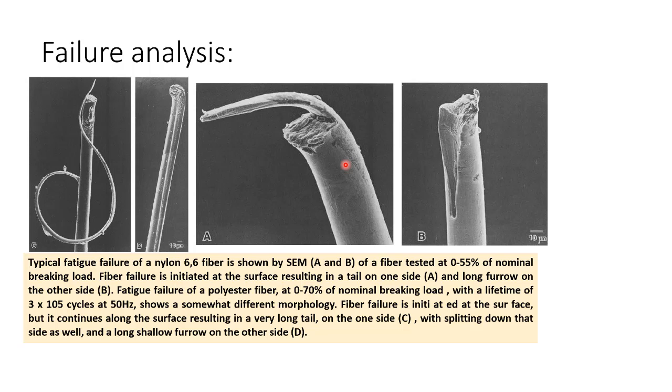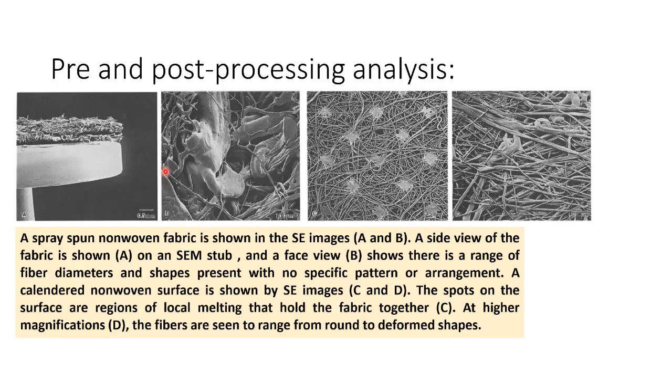Then again, with the failure analysis, we can use it for different materials. So this is a nylon 66 fiber. These are SEM images tested at 0 to 55% of nominal breaking load, and this shows the splitting of the fiber, and a very long tail is coming out of it because of the failure. And this is the very long shallow fork of the other side of the fiber. So those kinds of things can also be observed from the SEM.